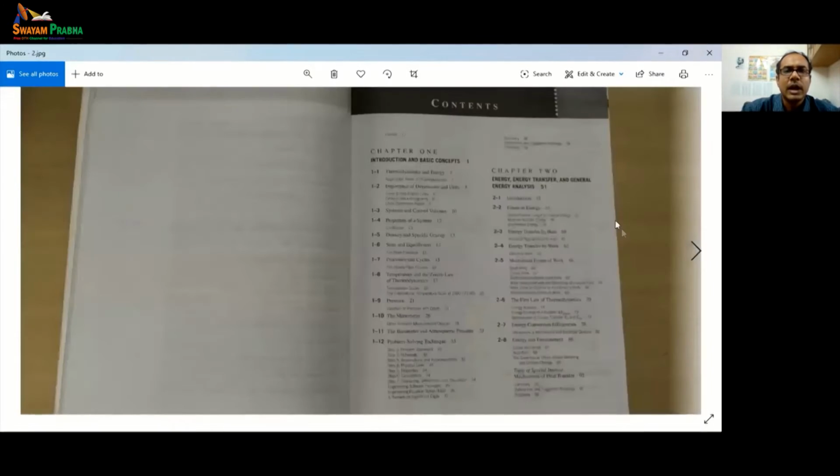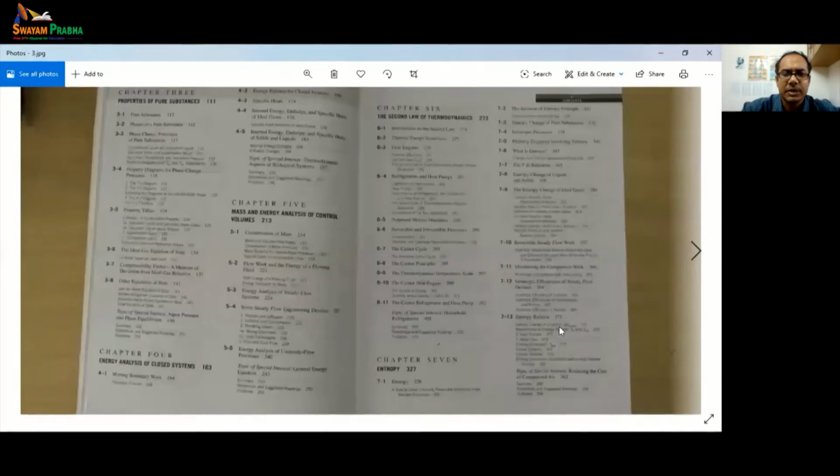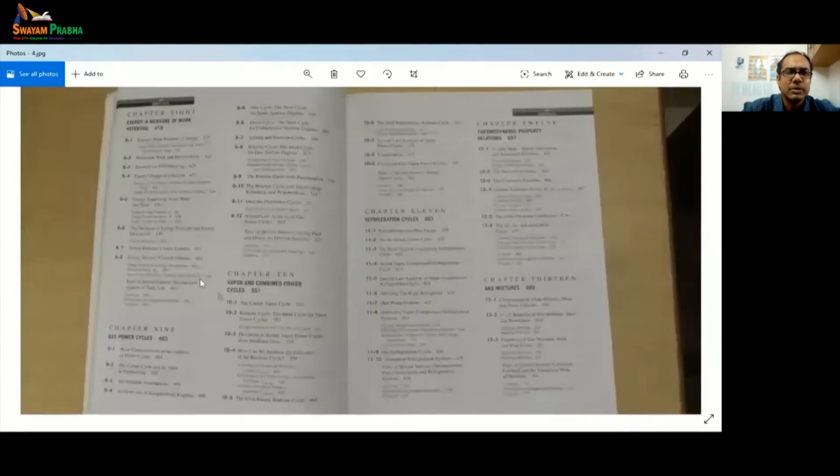In earlier tutorials, we covered chapter 1 to chapter 7, up to entropy, through the first 9 tutorial sessions. So today we are going to take up a few problems from chapter 8.